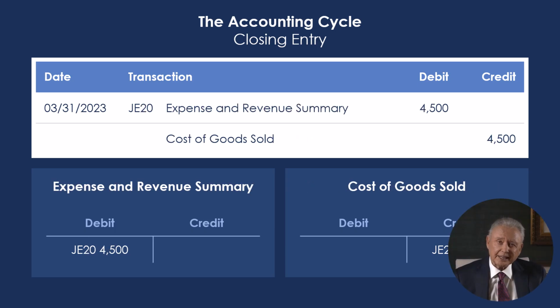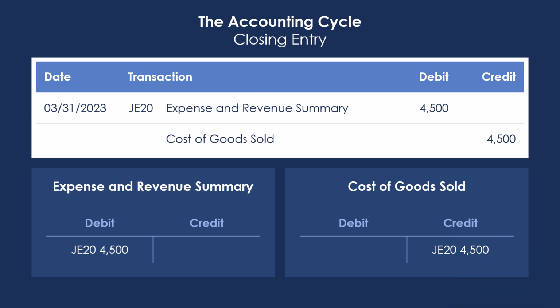In journal entry 20, we have another closing entry. We debit expense and revenue summary for $4,500 and credit cost of goods sold for $4,500. This sets cost of goods sold to zero. The debit, or left side, of the expense and revenue summary account will have $4,500. Soon we will see what the final disposition of the expense and revenue summary account is.